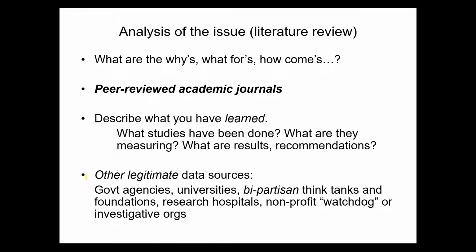The analysis, the heart of your paper, the midsection, sometimes called the literature review, because that's where you're really describing what you've learned from these very valuable sources. What are the whys, what fors, how comes? You want to describe stuff, give me examples, explanations, be interesting. Like I said, again, your peer-reviewed academic journals are going to be at the center of this analysis, because you want to find what studies have been done. What did you learn from them? What are they measuring? How are they measuring that? What are the results that they found from their study? Are there any recommendations that they make? Are there any common causal factors that they were able to determine that might be useful to address for policymakers to take from there?